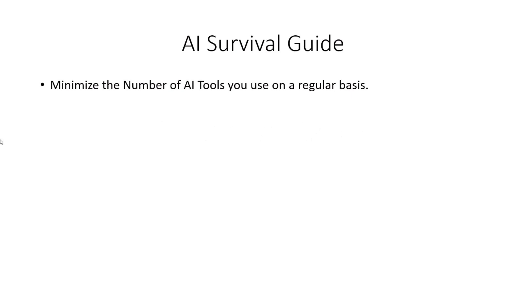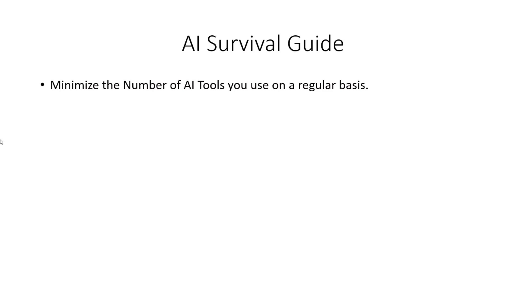So let's talk about an AI survival guide for you using ChatGPT. One of the goals we want to accomplish in this process is to minimize the number of AI tools that you use on a regular basis. There are a number of them. They continue to grow on a daily basis, and you can just continue to buy tools without really getting a handle on how they affect what you're trying to do to generate an income.